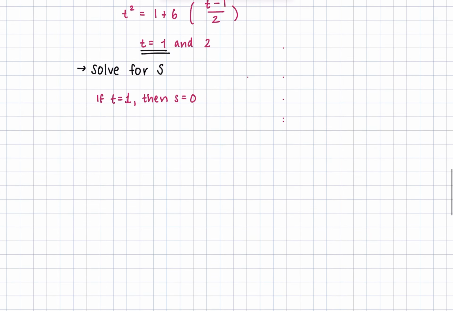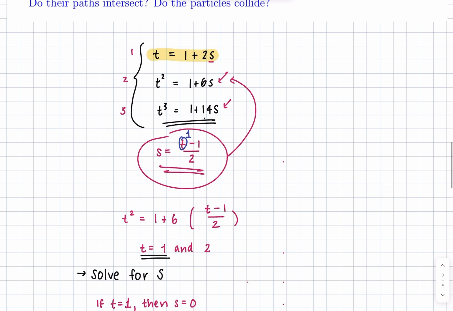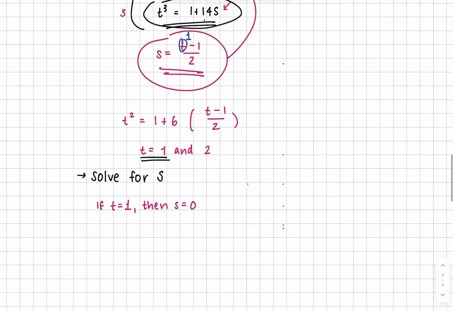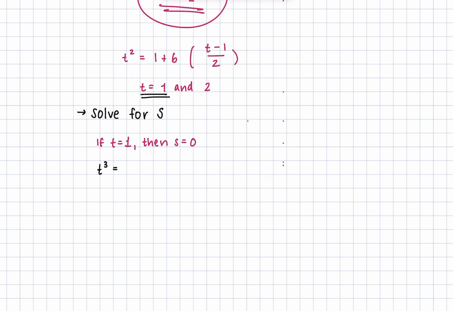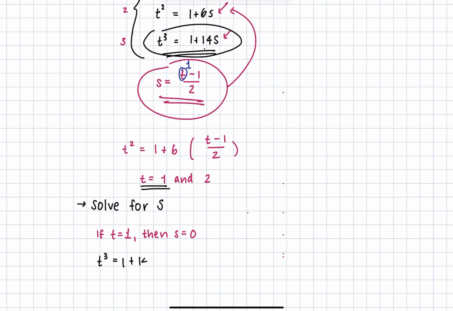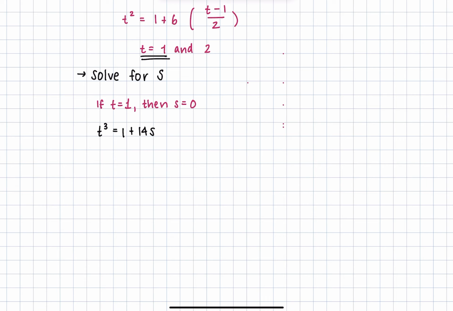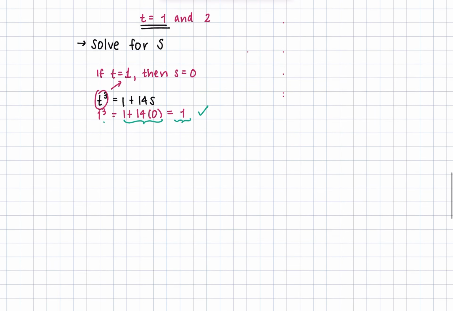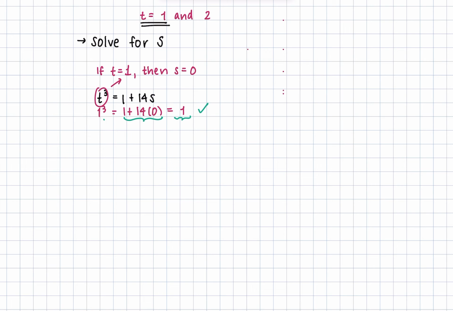Okay, moving on, let's plug that into our third equation. So t cubed equals 1 plus 14s. If I plug in 0 for s, 1 plus 14 times 0, I get 1. And for t, if I plug in 1, 1 cubed also equals 1. Because this is a true statement, 1 equals 1, I know that time t equals 1 is a time of intersection, not a point, sorry.